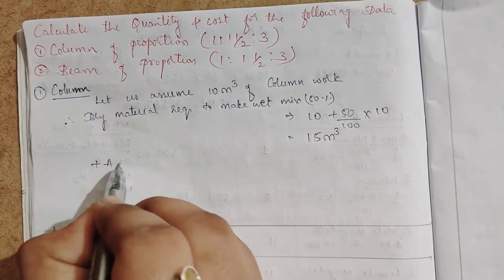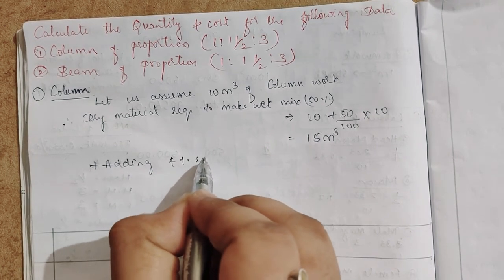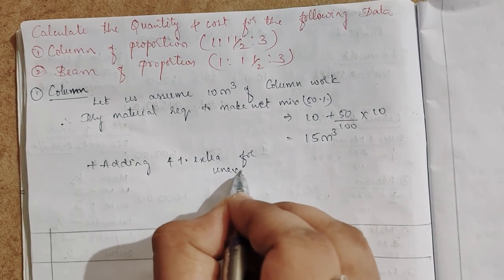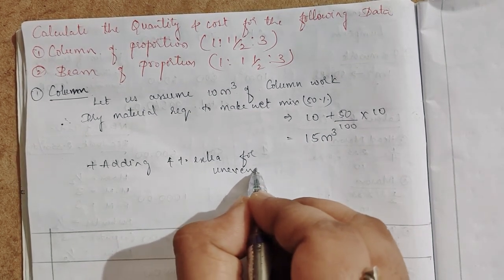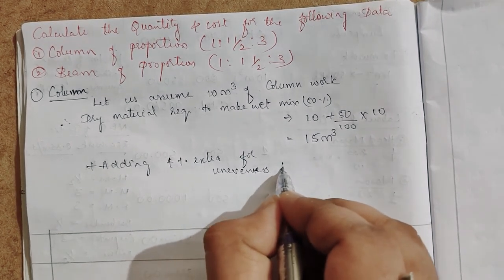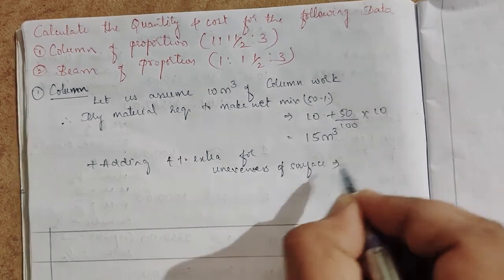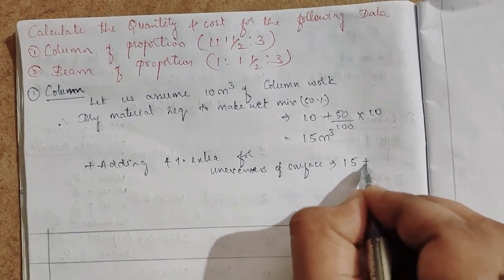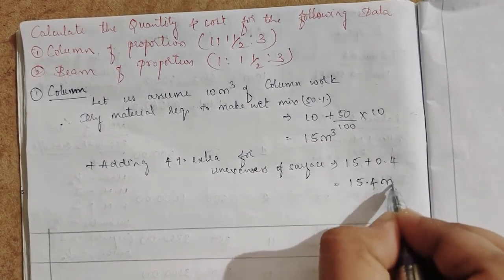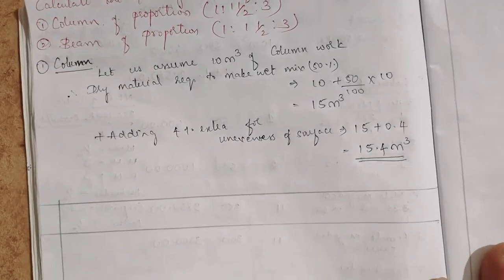And also we add 4% extra for unevenness of surface, right? That is 15 plus 0.4, 15.4 meter cube is our total volume.